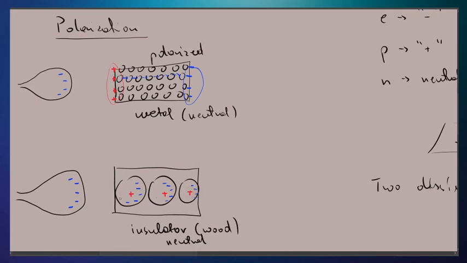But note that these electrons cannot move. This electron cannot go to the next atom because this is an insulator, right? Electrons are stuck in insulators within their specific atoms or within their specific molecules. But what we've done is polarize each individual atom. So this atom here is polarized, this one is also polarized, and this one is polarized. The two pictures are different, right?